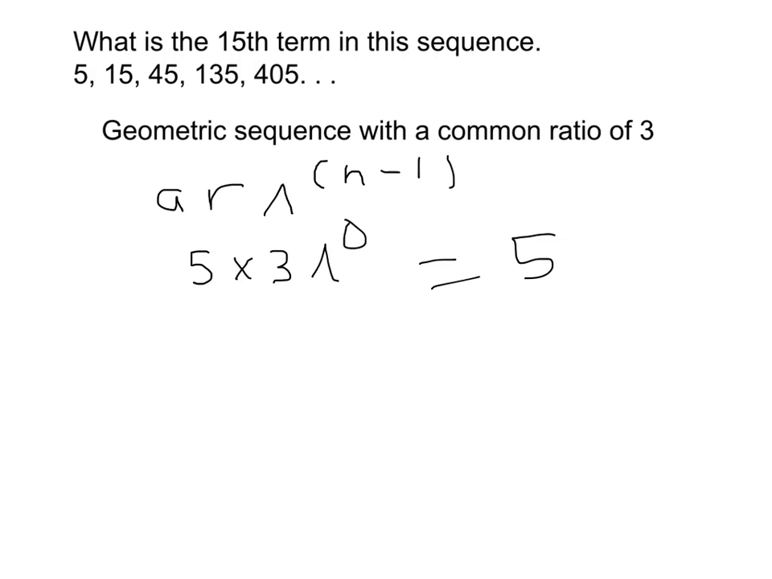Let's do that again with the second term. So I have 5 times 3. We're going to raise it to a power. We're doing the second power, so we got 2 minus 1. 2 minus 1 is 1. 5 times 3 to the first power. 3 to the first power is 3. 5 times 3 is 15. So we have just found the second term.